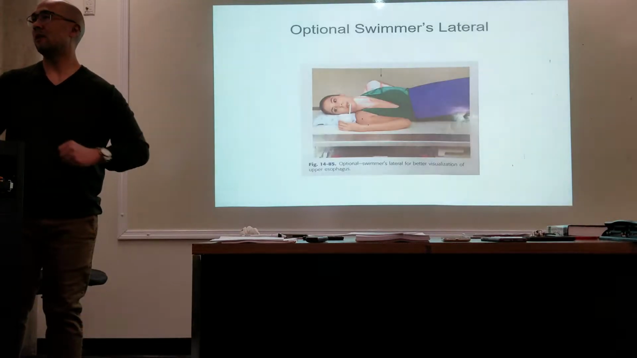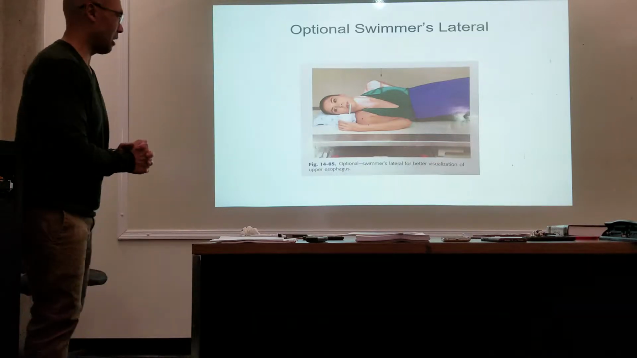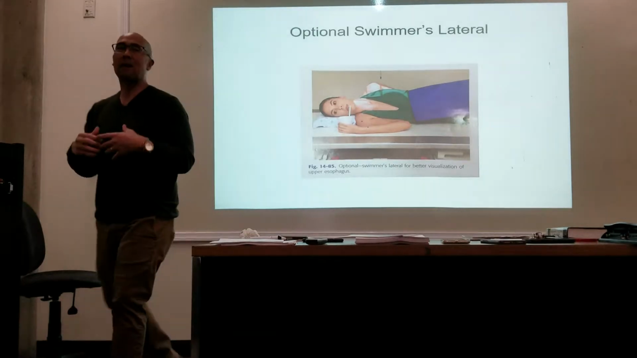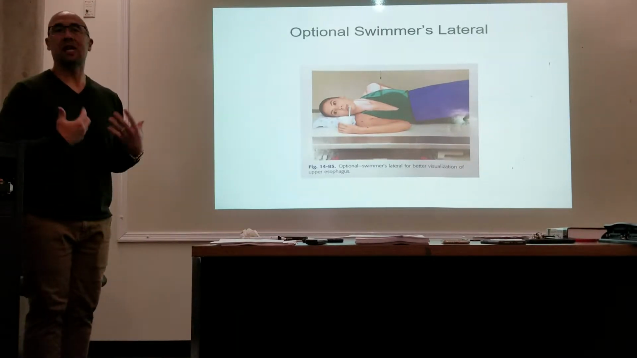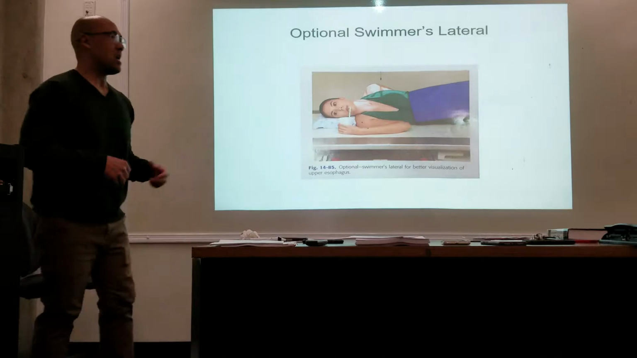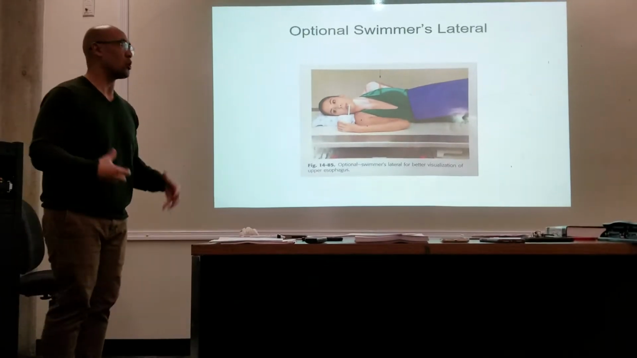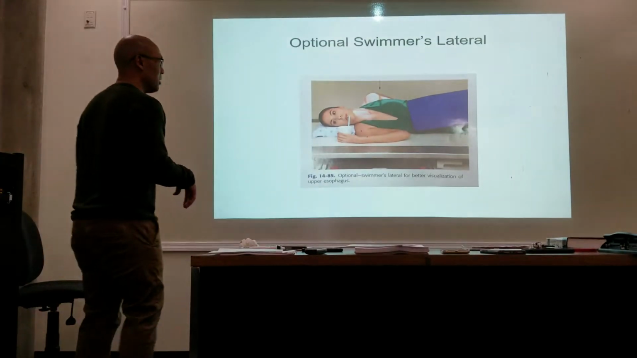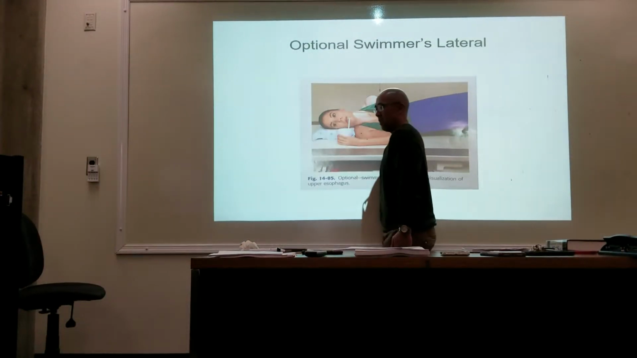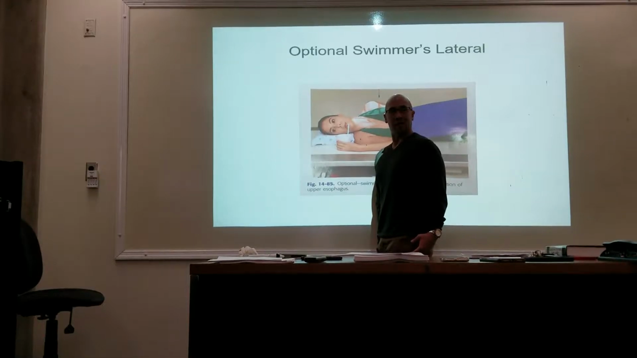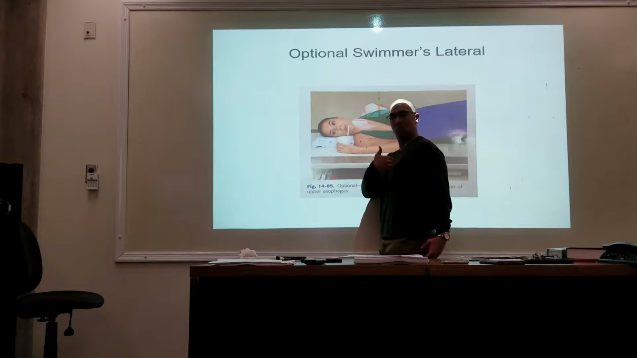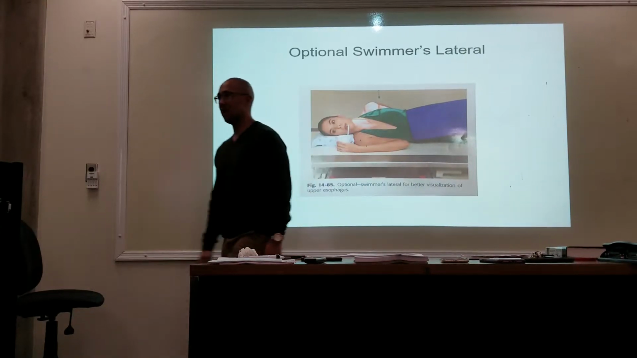Next one here is the optional swimmer's lateral. So now you get somebody who is very broad-shouldered or might be overweight, slightly obese. Okay? If you're trying to shoot through a thick shoulder, you're not going to see the proximal portion of the esophagus. So what we're going to have them do is have them roll their shoulder back just slightly. Because I'm just trying to get rid of this mass, and now I'm going to shoot the esophagus right through the chest. Okay? This is the optional swimmer's lateral.